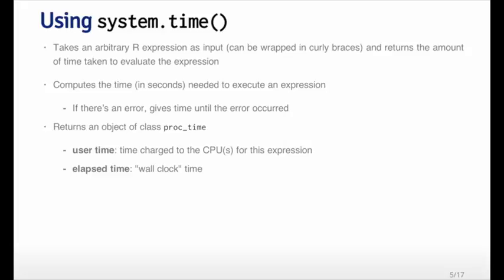Roughly speaking, the elapsed time is sometimes called the wall clock time, and this is the amount of time that you experience. So even though you're the user, you're not the user time. You experience the elapsed time. And so the two different notions of time can have different importance depending on what you care about.